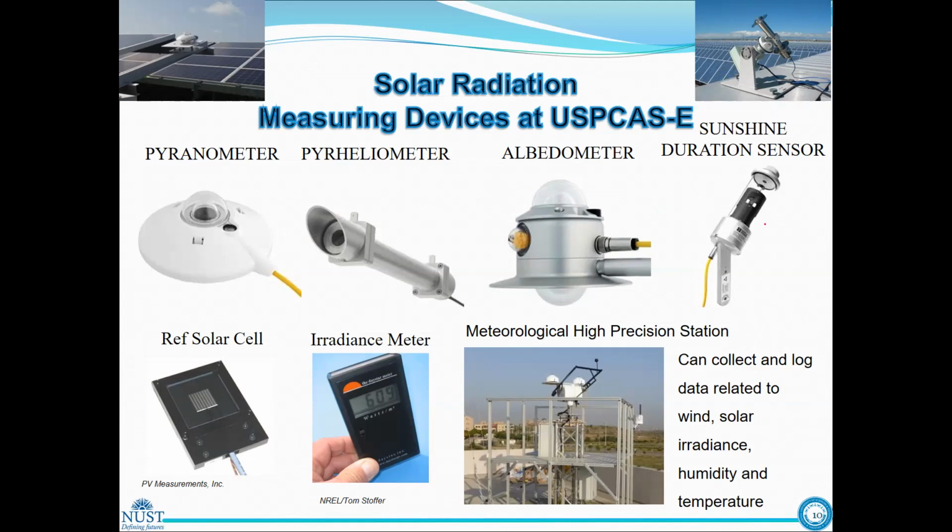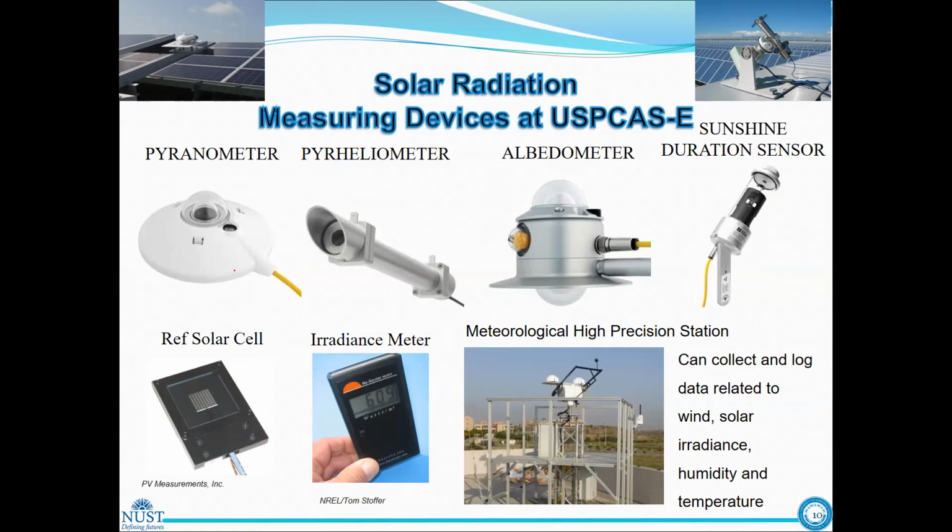Another is the sunshine duration sensor. It becomes active when the sunshine in the field is above 200 milliwatts per centimeter square. If the irradiance is higher than this, the sunshine recorder will be active and can measure the whole data and log it. So we can use it, but it is a bit costly.